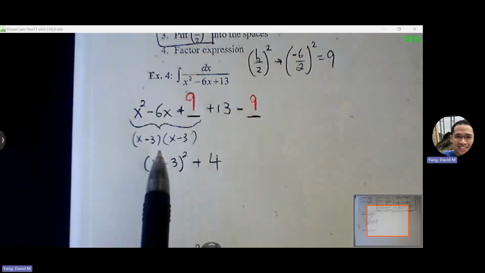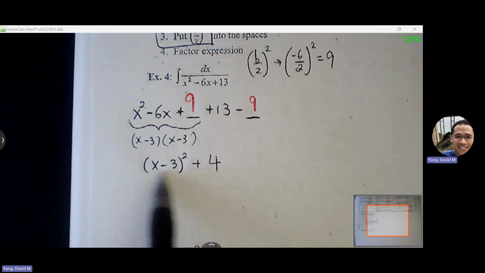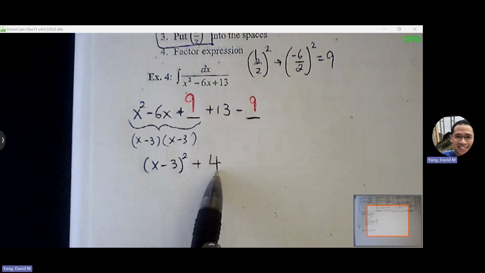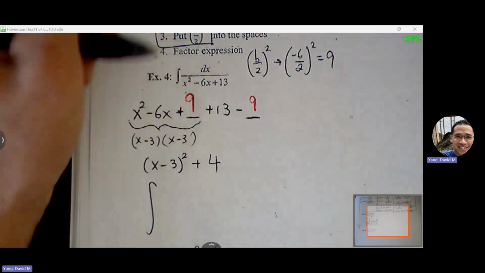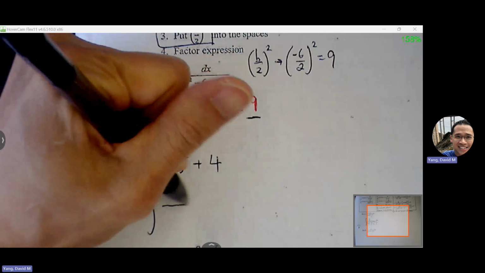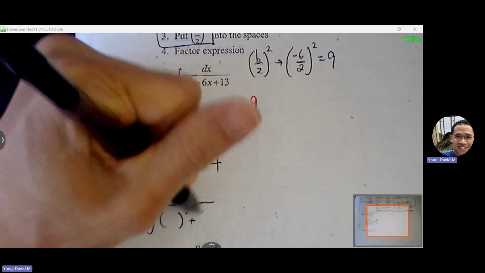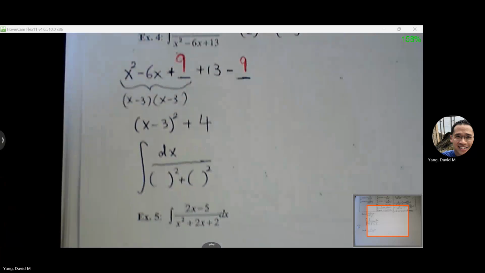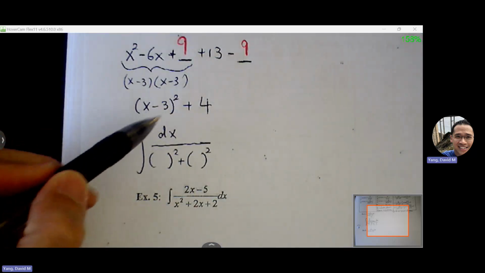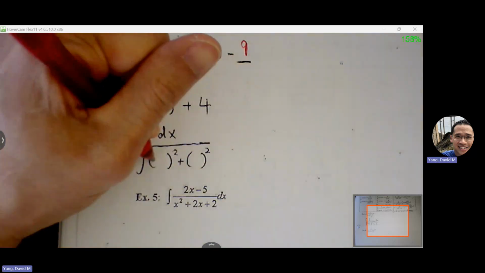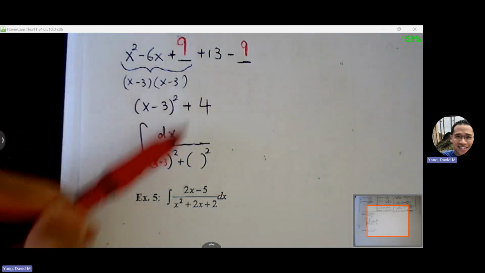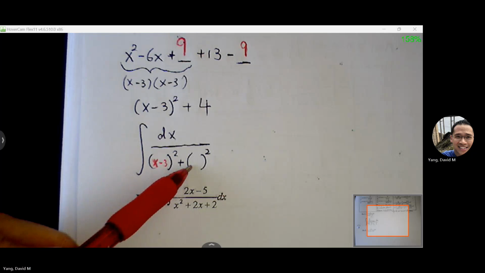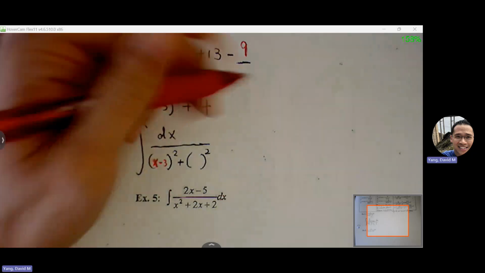And now we have a problem that feels more like a starting point from the first page, where everything's already nicely set up. We can pick out our a value and our u value a lot cleaner. So now let me reset and rewrite my problem with my parentheses squared ready to go. So the x minus 3 squared is set up perfectly for our u value. We can just go ahead and carry that down. But the 4 will be adjusted slightly. We'll put a what inside here? 2.